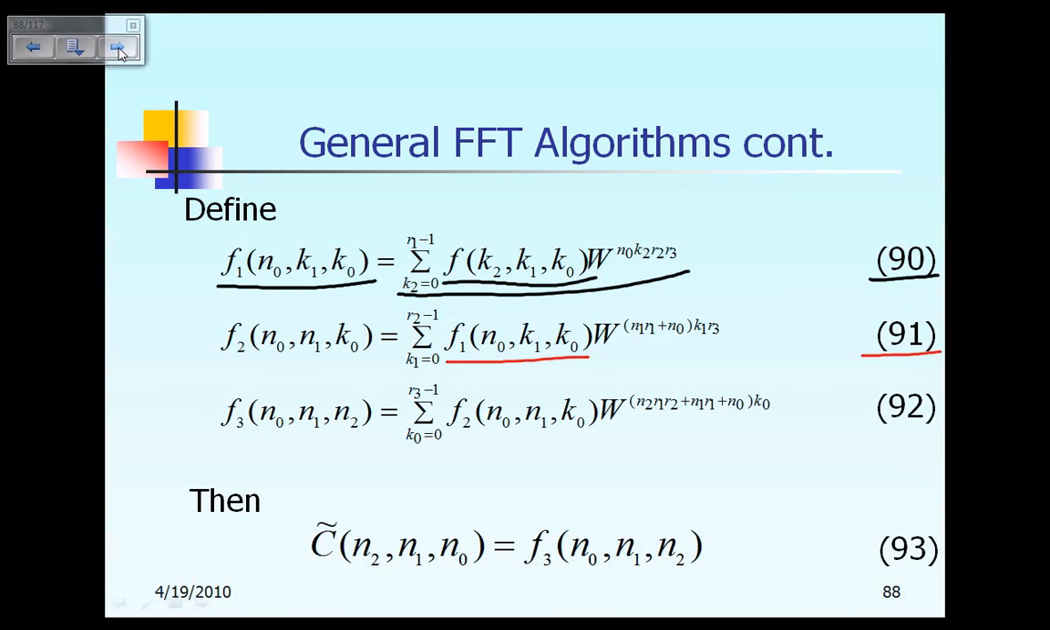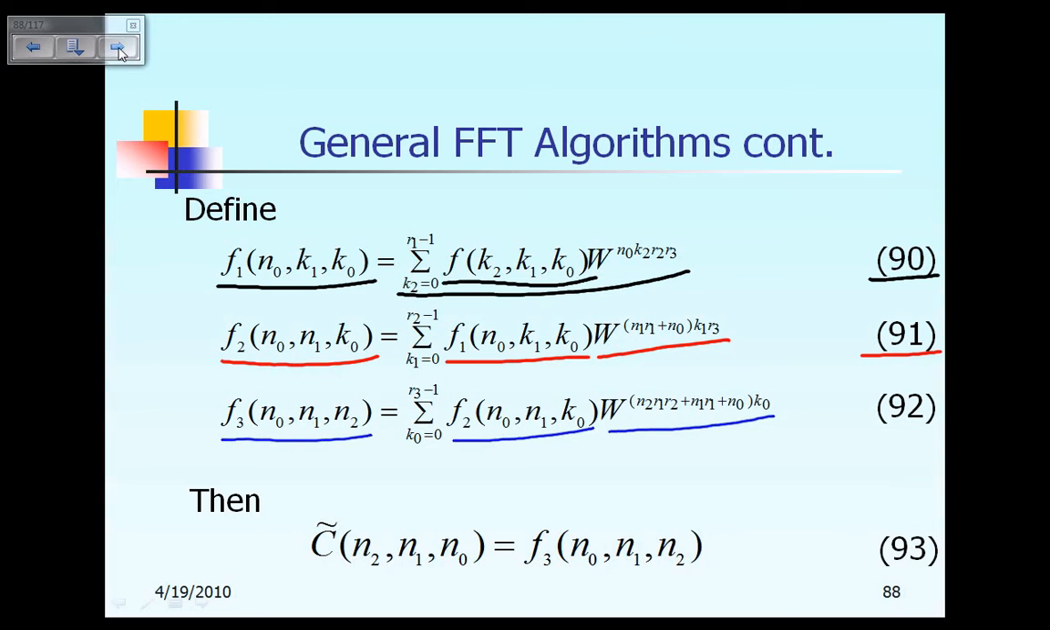We compute the vector F1 based on equation 90. We multiply with W raised to that power. Then we can compute the intermediate vector F2, as I show you in the red color in equation 91. Finally, after computing F2 in equation 91, we plug that into equation 92. We multiply with W raised to that power as shown in equation 92 in blue color. Then that will give you the intermediate vector F3.